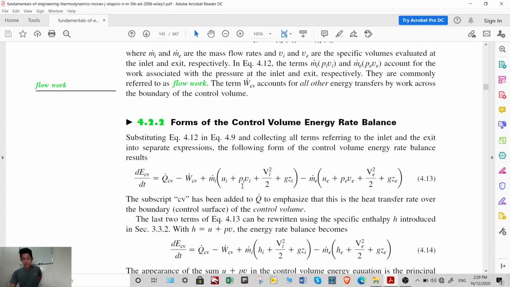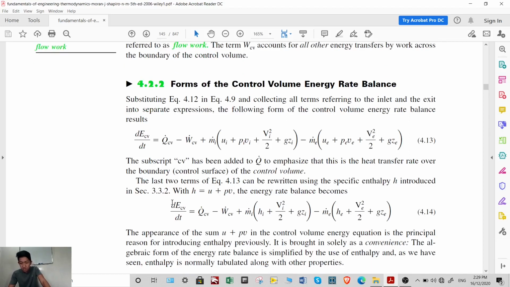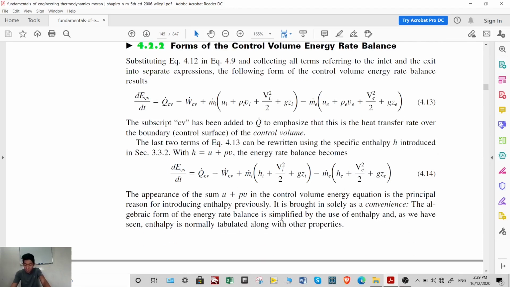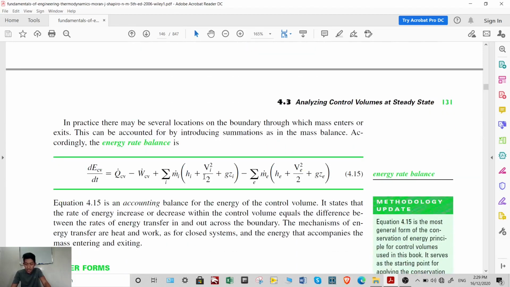And then, para simplify sa tan-awon, kani nga term u plus pv, gihatagan na og name which is enthalpy. Mao ni ang h, enthalpy sa inyong table. Mahimo na din siya, simplify na rin sa tan-awon. By the way, i-derive nato siya later on. Okay, so mao na ni ang conservation of energy for a control volume.